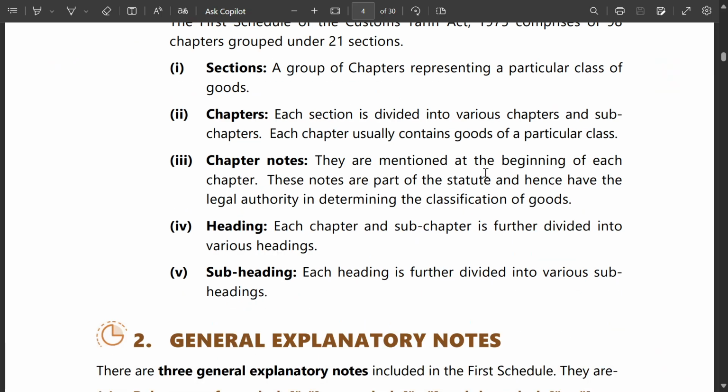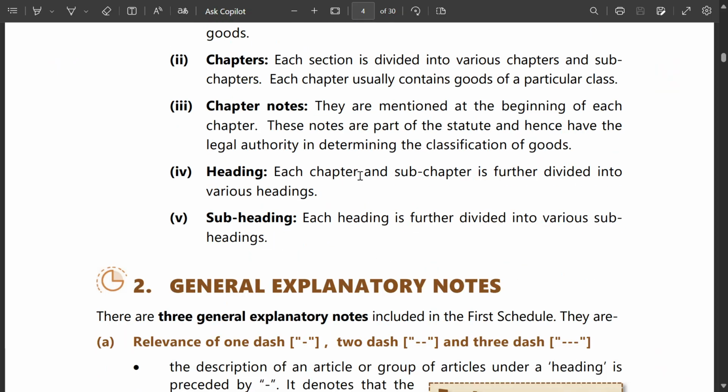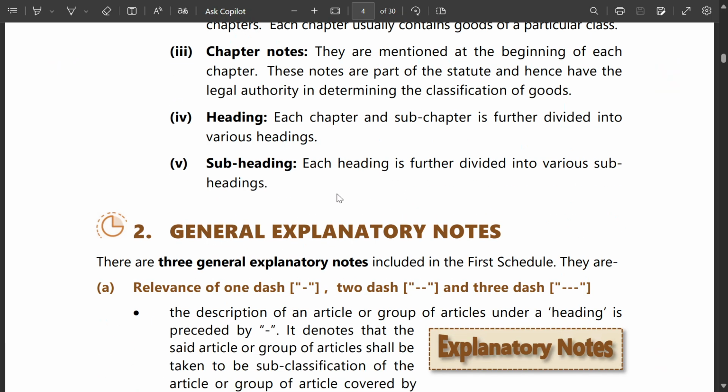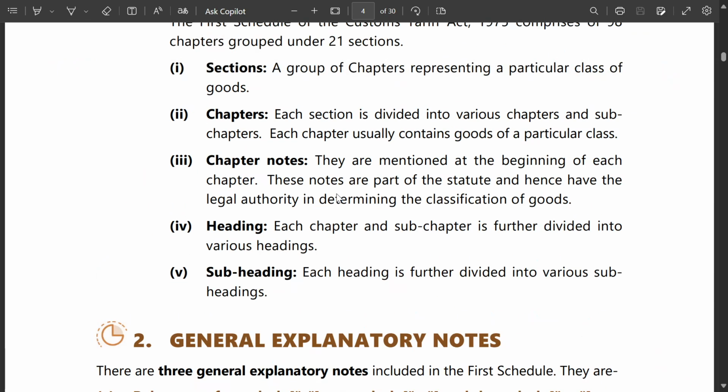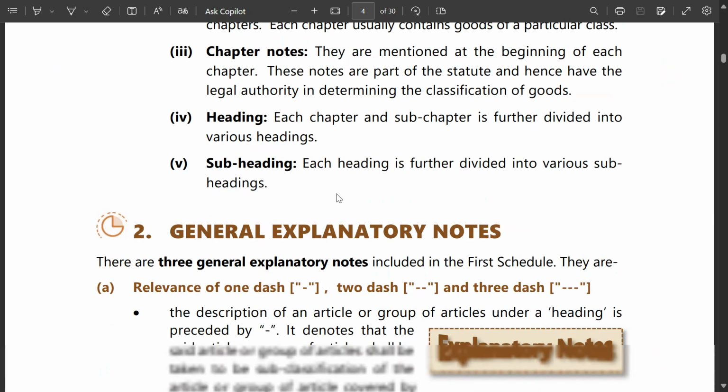Chapter notes are mentioned at the beginning of every chapter and are made part of the statute, hence they have legal authority in determining the classification of goods. Heading: each chapter is further divided into various headings. Subheading: each heading is further divided into various subheadings. So: section, chapter, chapter notes, headings, and subheadings.